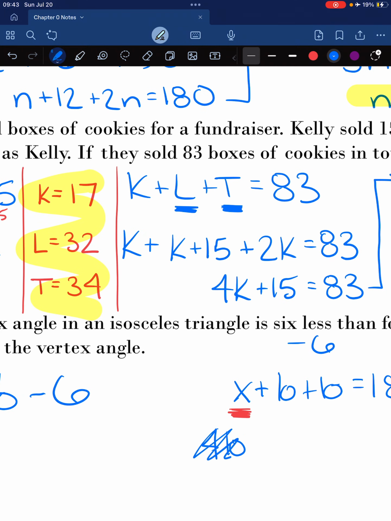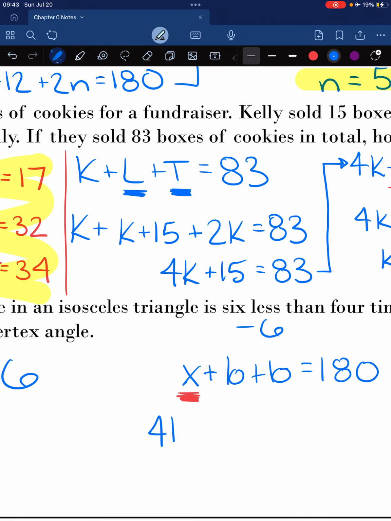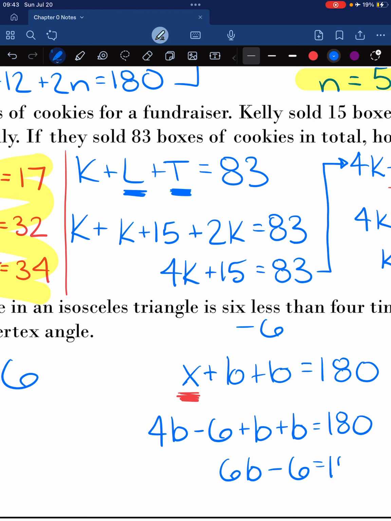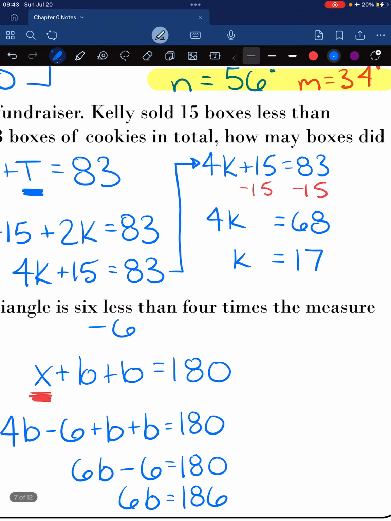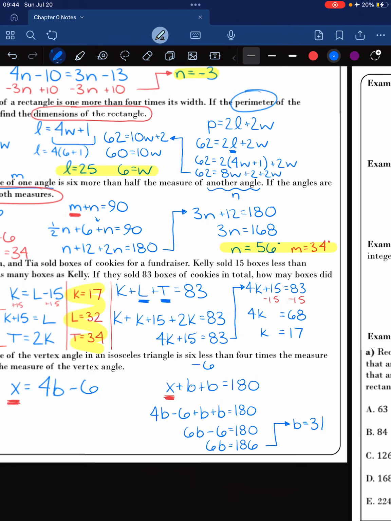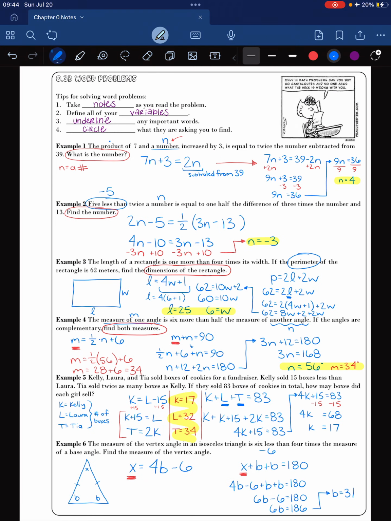So we end up with 4B minus 6 plus B plus B equals 180. 6B minus 6 equals 180. 6B equals 186. And divide both sides by 6, and we get that a base angle is 31 degrees.